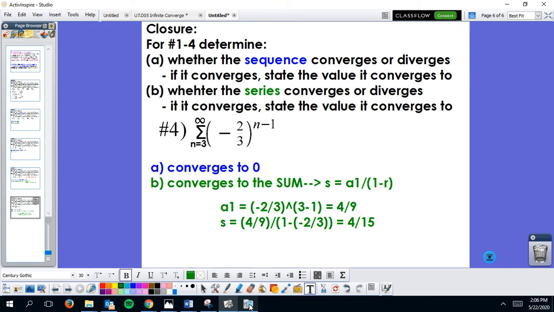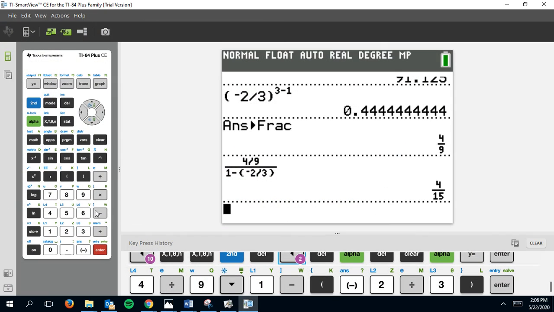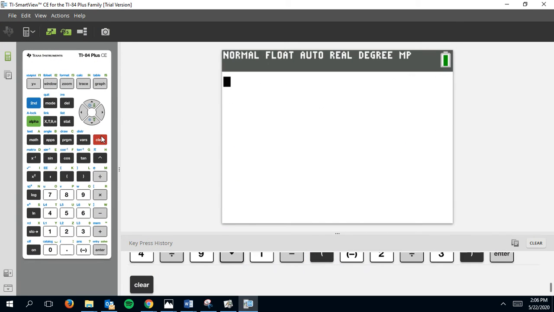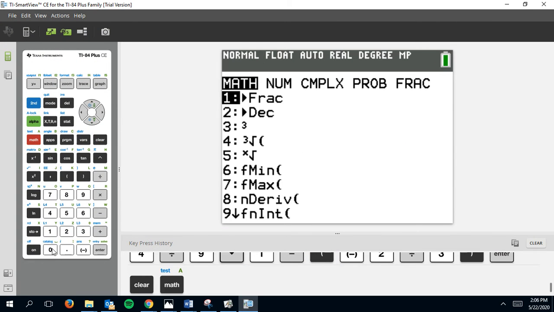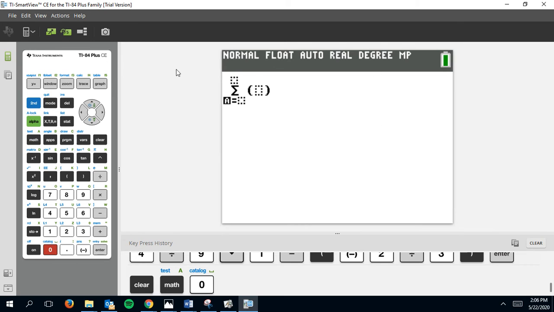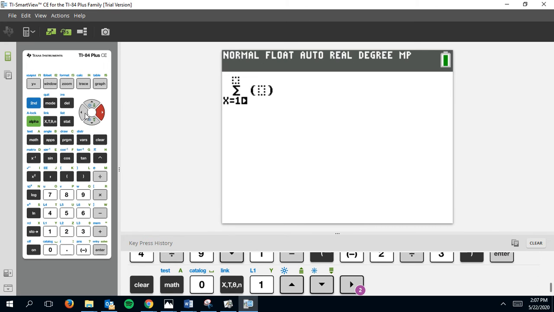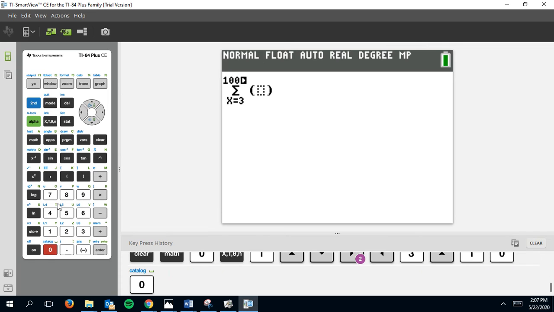I want to show you guys a little calculator trick for these sums. I don't know how far we went into this in the notes, but if you hit math 0, you get the sum notation, and so we can actually use this to let's start with 3 like it says, x equals 3. And if it says to go to infinity, I just put like 100 up there. If we listed this out to 100 terms, it would be pretty much 0 by then. And then we'll type in the formula they gave us.